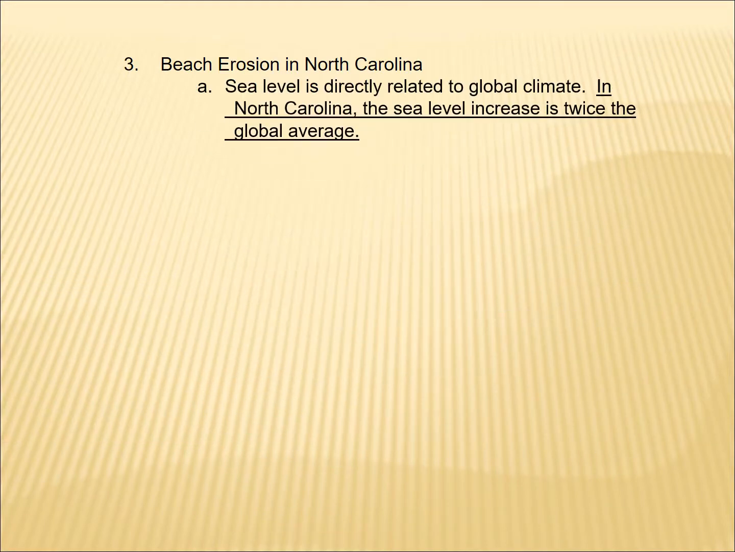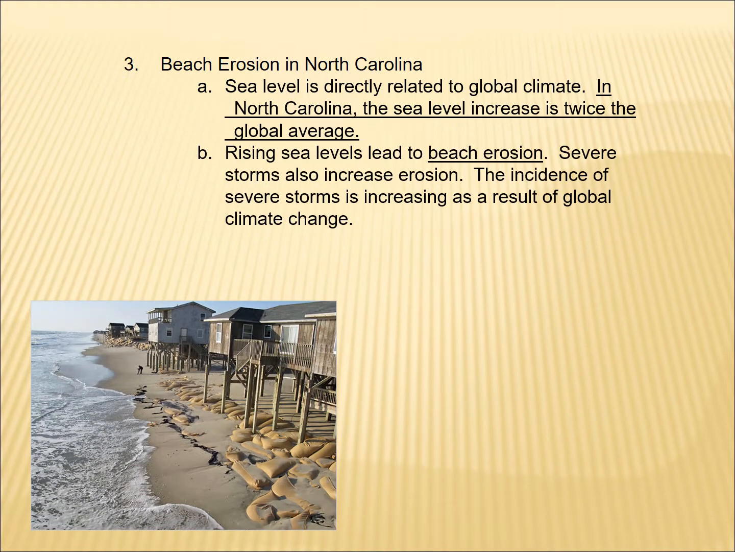All right. And particularly in North Carolina, beach erosion occurs. So the sea level is directly related to the climate. So as the polar ice caps melt, that water has to go somewhere, and it floods the beaches. So in North Carolina, the sea level is slowly rising. Rising sea level causes the beaches to erode, and it also increases severe storms such as hurricanes and global climate change.